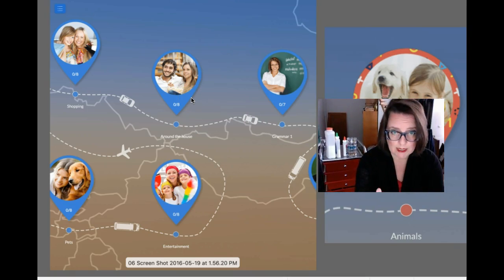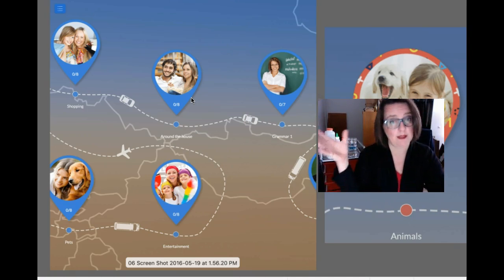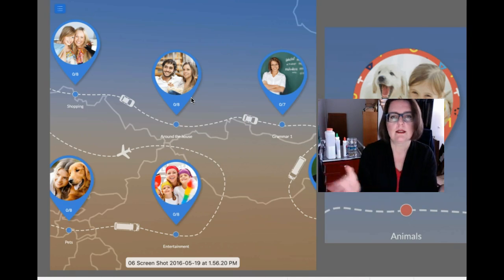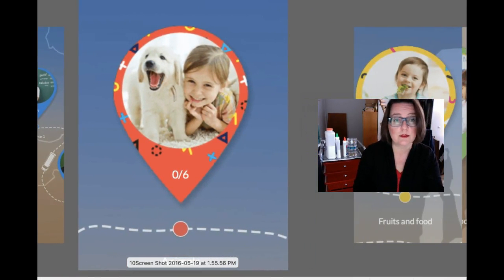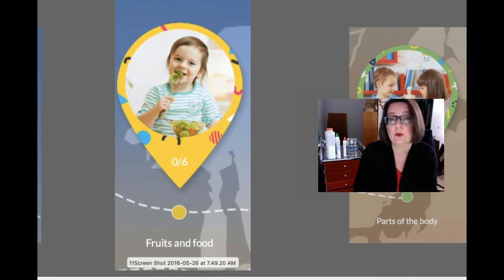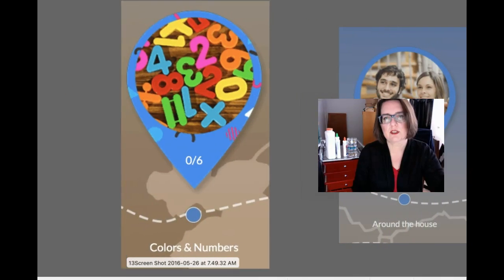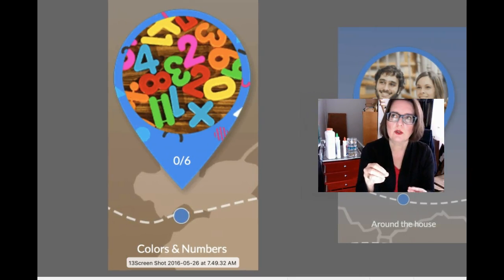When you upgrade to the premium option of Mondly, there are two significant differences that you get. The first one is you get access to all the lessons. And what all the lessons mean, it doesn't just mean the daily lessons. There are all of these additional categories of lessons. There are categories that they have developed specifically for children, and those include animals, fruits and food, parts of the body, colors and numbers.